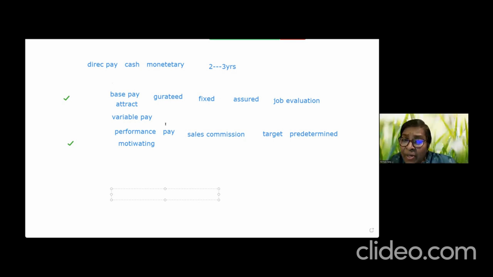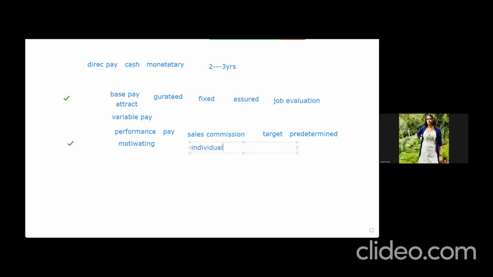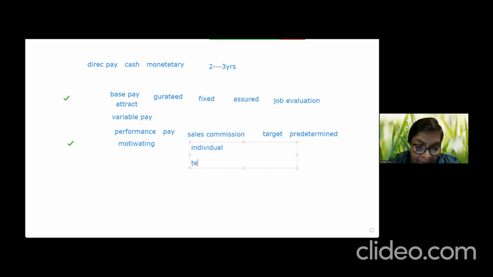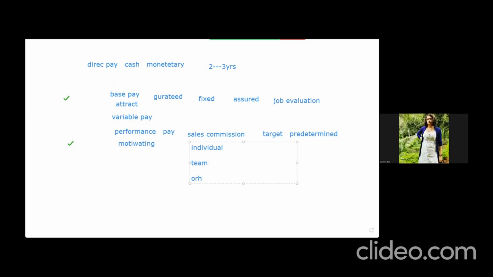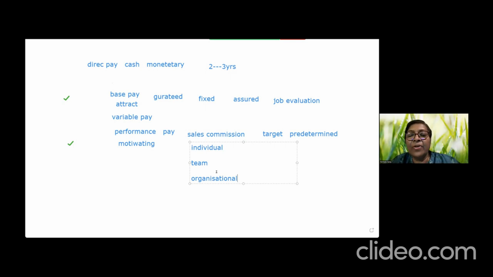Now, in variable pay, performance pay can be at what level? Individual level, somebody said, right? It can also be at a team level. It can also be at an organization level. Good.